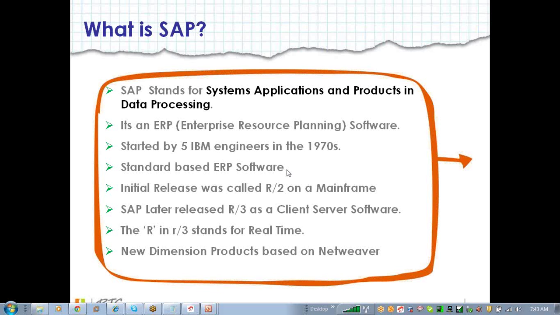Later on, because of some advantages with R2, they developed one more layer, that is the R3 layer, and not only SAP, so many ERP products are based on this R3 layer. Even SAP follows this R3 mechanism, that is three-tier architecture. R stands for real-time architecture. Okay, real-time three-tier architecture. And nowadays all SAP products are based on NetWeaver.